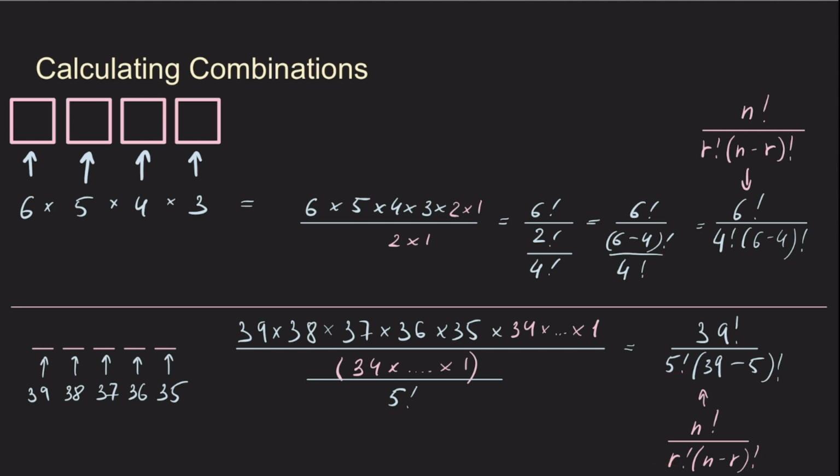Thus, we see that it is the same as the given formula 39 factorial divided by 5 factorial times 39 minus 5 factorial, where 39 is an n, the total amount of numbers we can choose from, and 5 is an r, which is the amount of numbers we choose for the lottery to play.